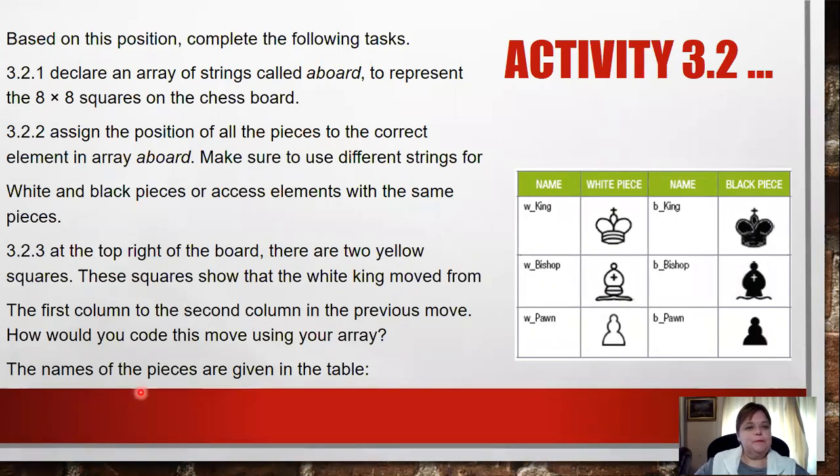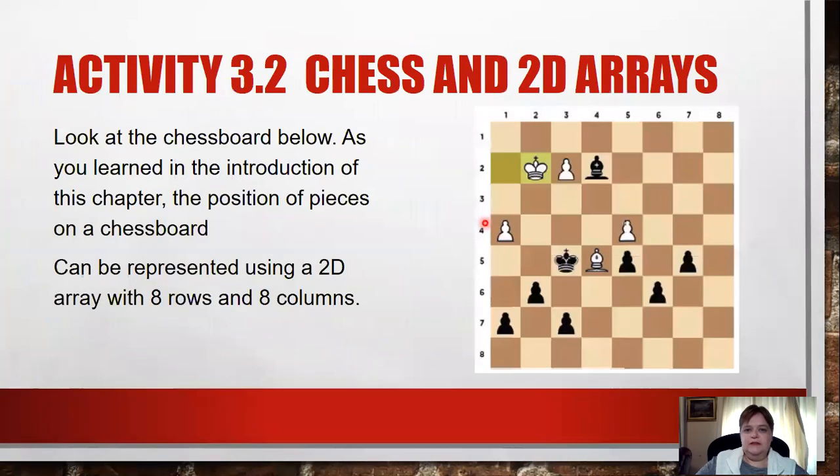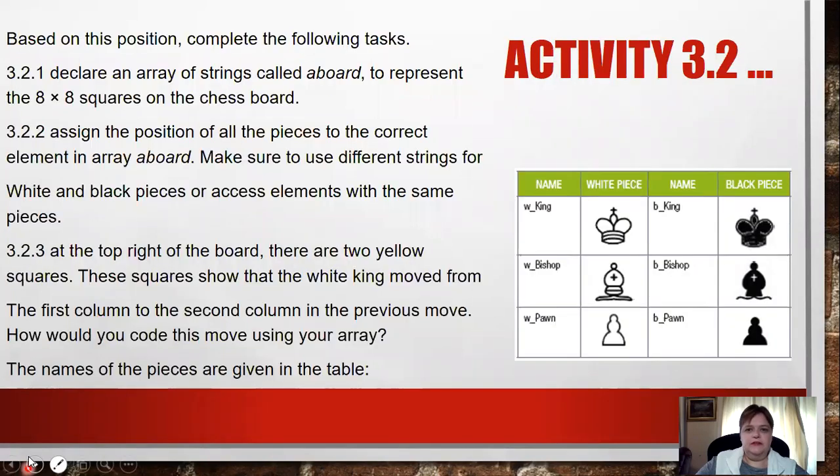Okay. So then 3.2.3, at the top right of the board, there are 2 yellow squares. So let's quickly go back and look at that. Okay, there's my yellow squares, except it's on the other side. These squares show that the white king moved from the first column to the second column in the previous move. How would you code this move using your array?